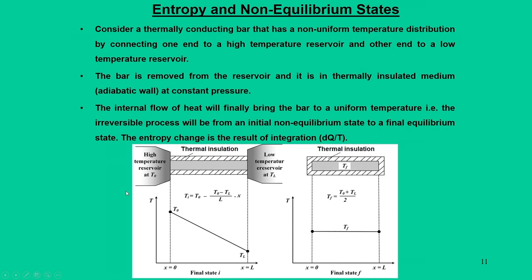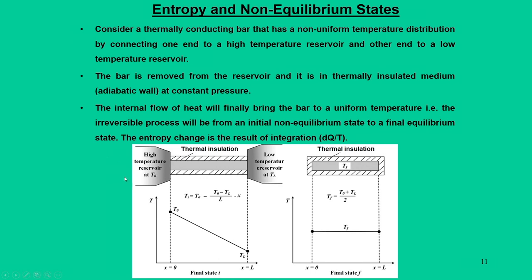Whatever we have modeled or talked about in the previous slides, if we simplify our thought process, it goes like this. For example, we have a metallic bar, which is connected between a high temperature reservoir and a low temperature reservoir, that is T0 and TL. Of course, the bar is thermally insulated, that means only heat can be conducted through this bar.